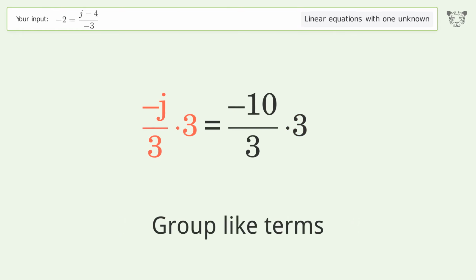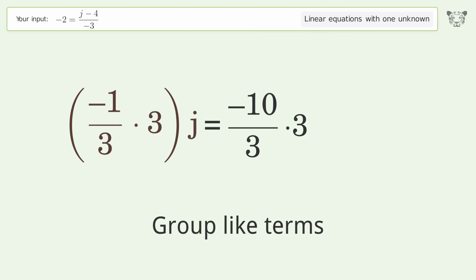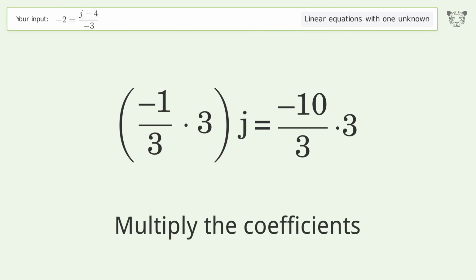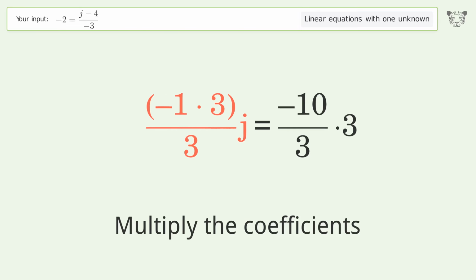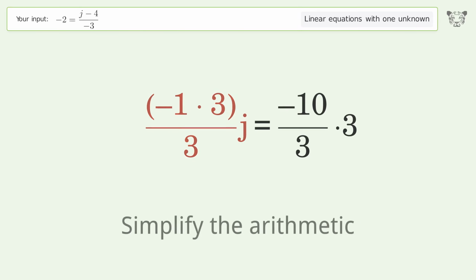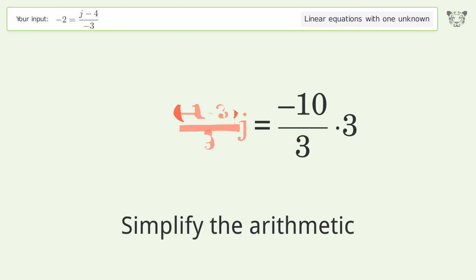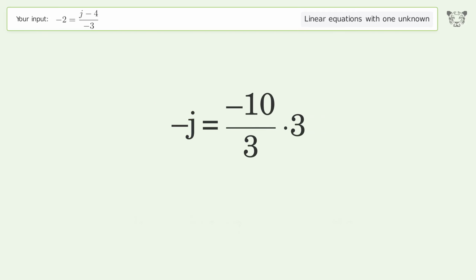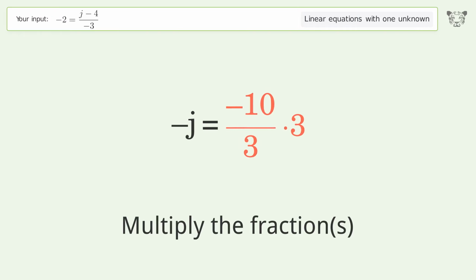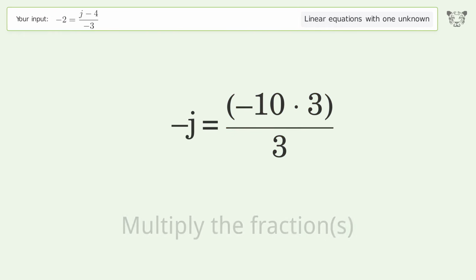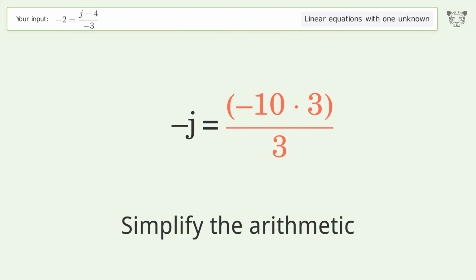Group like terms. Multiply the coefficients. Simplify the arithmetic. Multiply the fractions. Simplify the arithmetic.